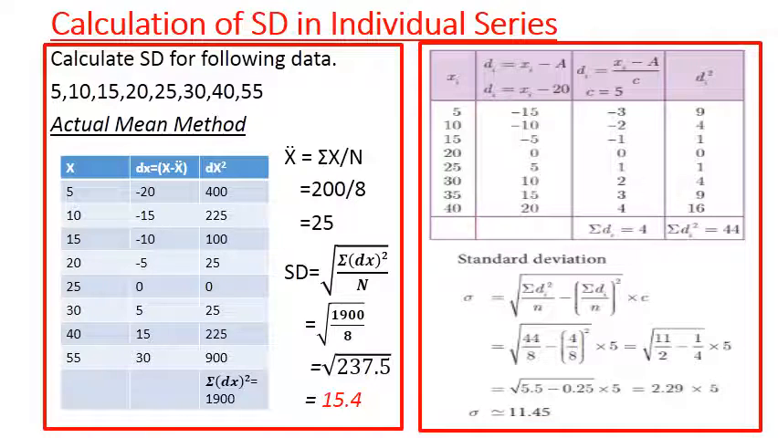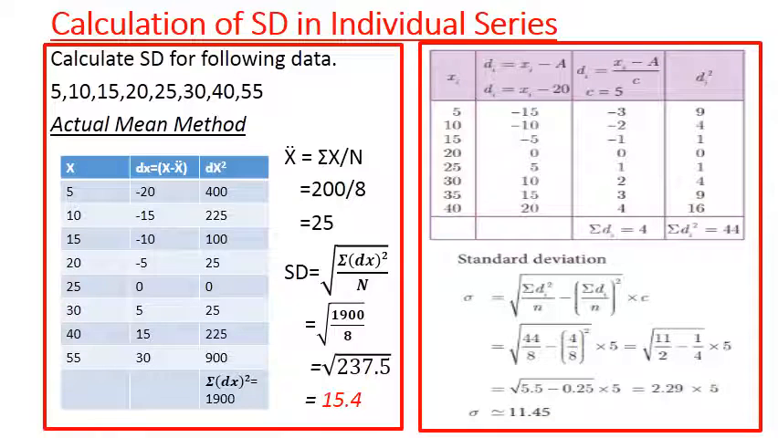Then you have to measure the deviations. Here we have written di, that stands for the deviation, x minus A. Here x is 5. 5 minus 20 is minus 15. 10 minus 20 is minus 10. 15 minus 20 is minus 5. 20 minus 20 is 0. 25 minus 20 is 5. 30 minus 20 is 10. 35 minus 20 is 15, and 40 minus 20 is 20. So these are the deviations.